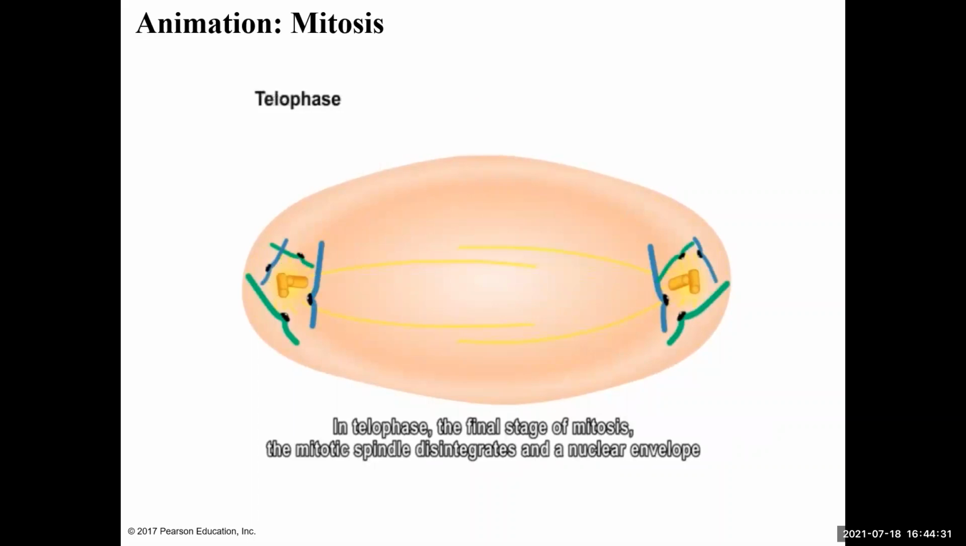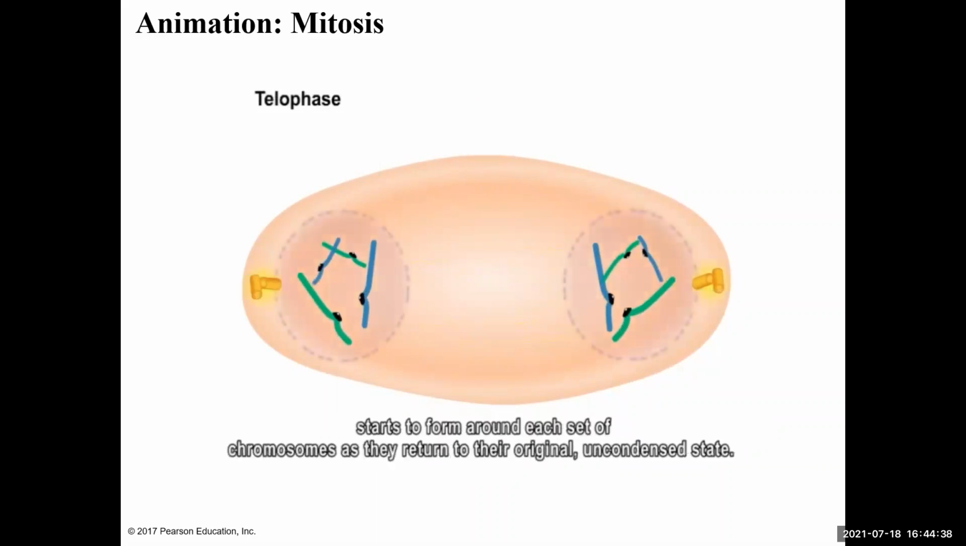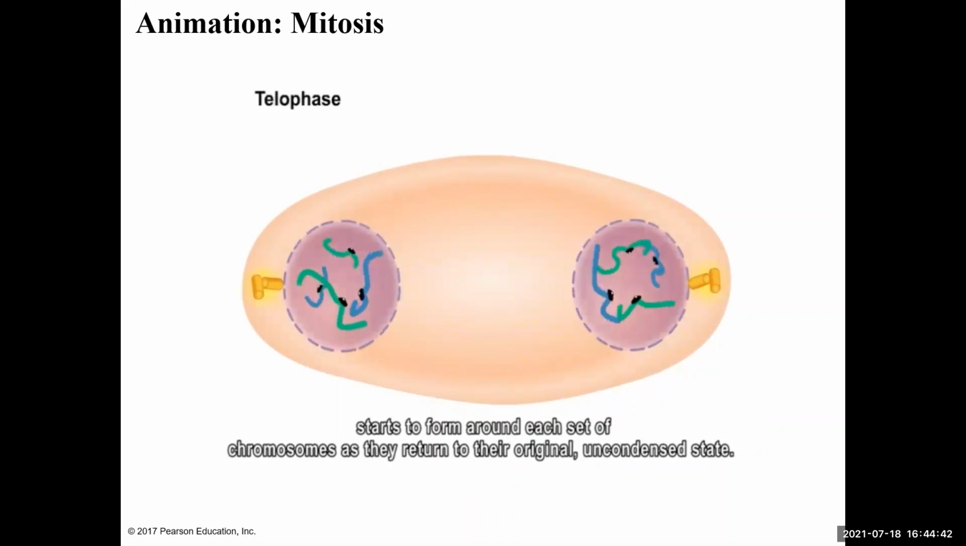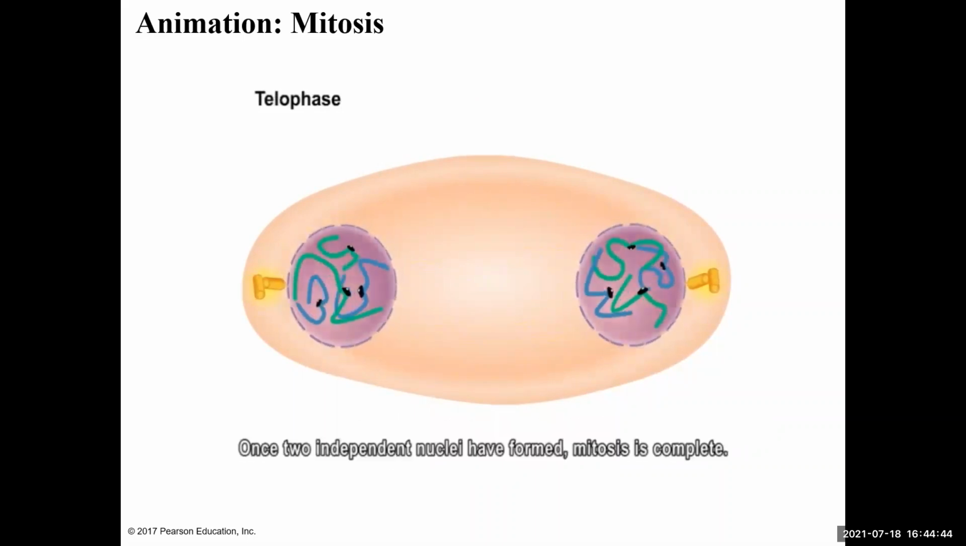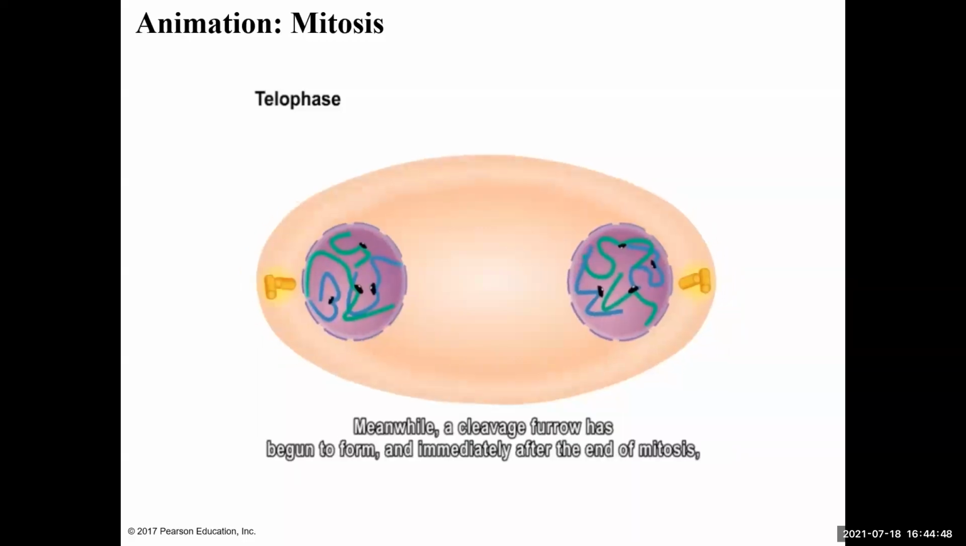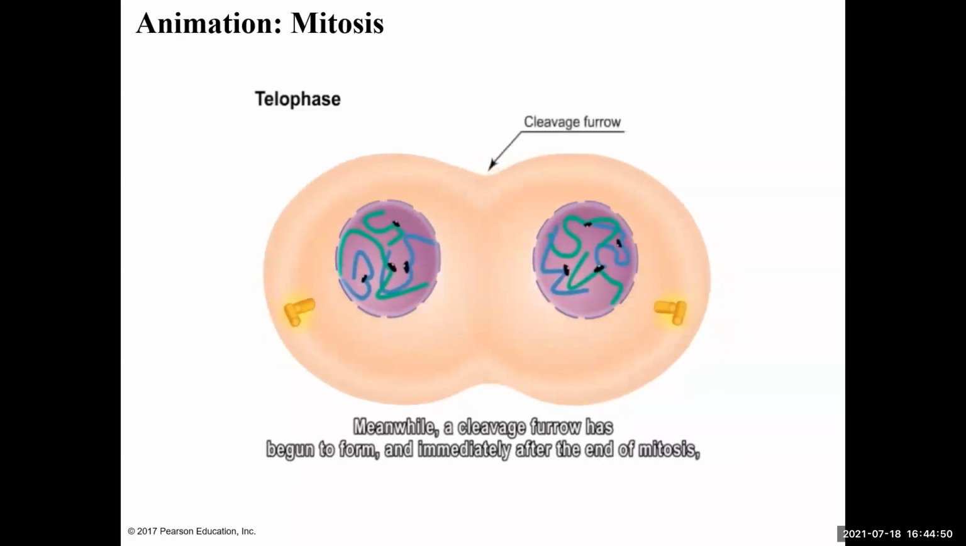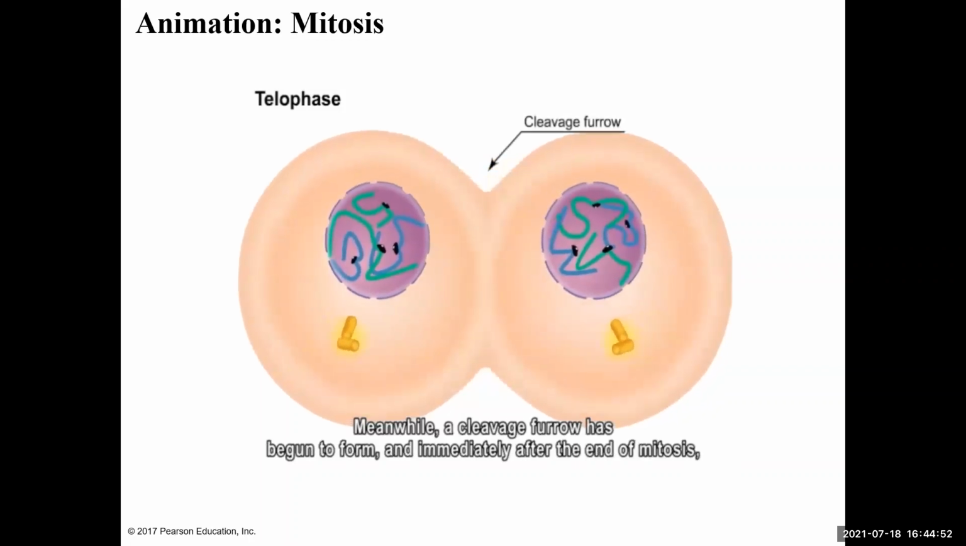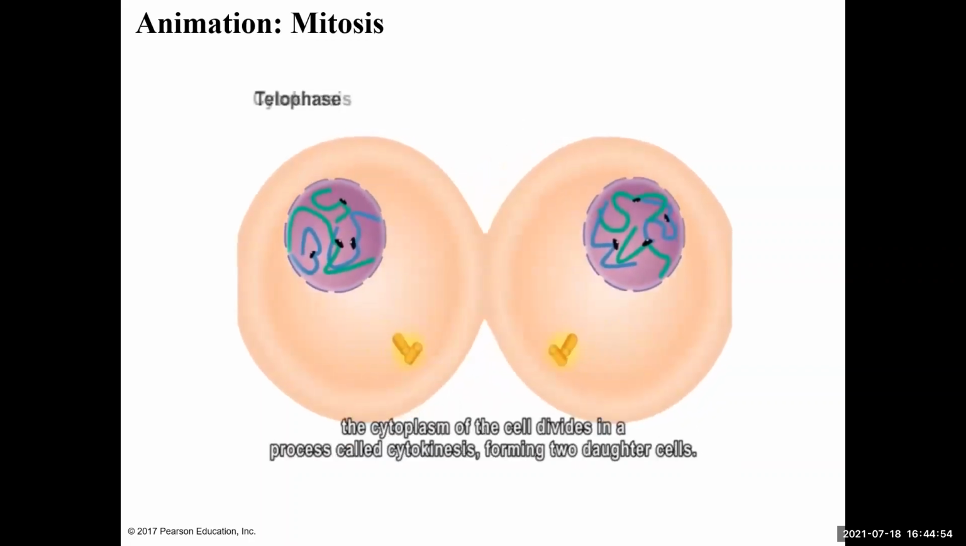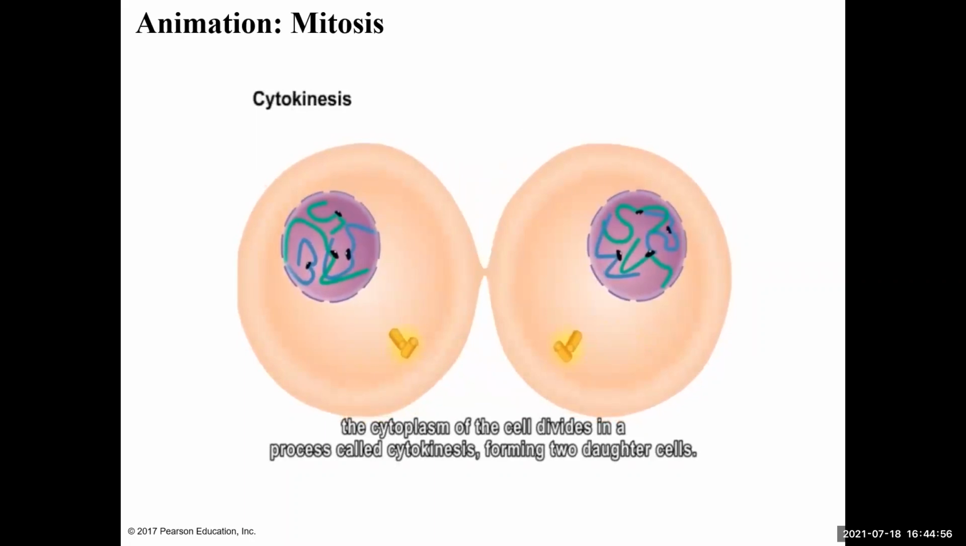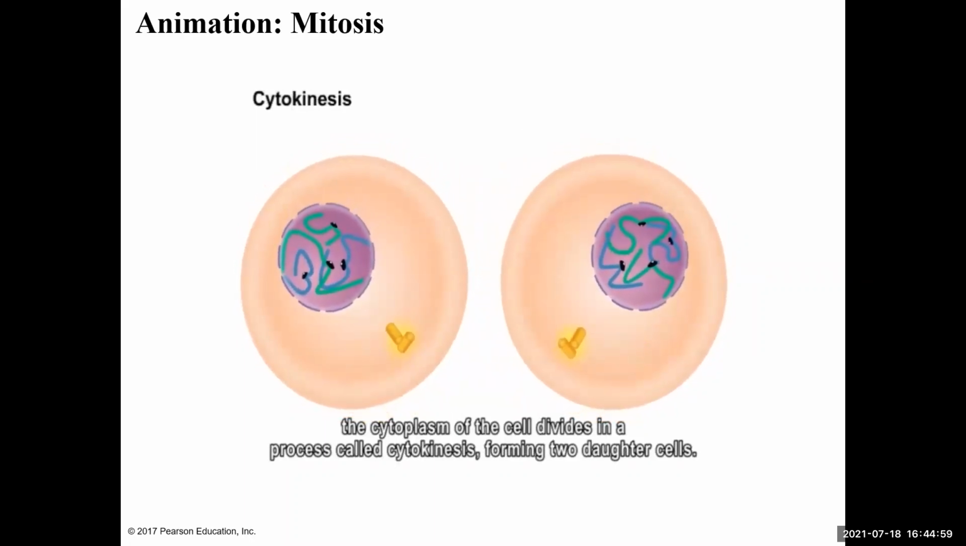In telophase, the final stage of mitosis, the mitotic spindle disintegrates and a nuclear envelope starts to form around each set of chromosomes as they return to their original uncondensed state. Once two independent nuclei have formed, mitosis is complete. Meanwhile, a cleavage furrow has begun to form, and immediately after the end of mitosis, the cytoplasm of the cell divides in a process called cytokinesis, forming two daughter cells.